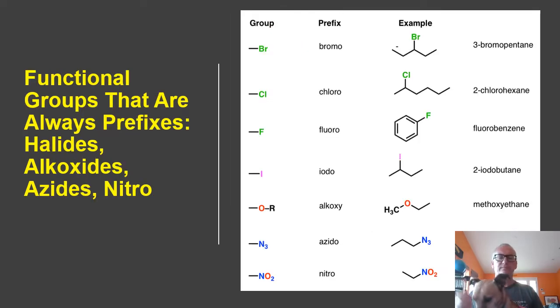Excuse me. And then functional groups that are basically always prefixes that we never give a parental group to are just straight up additions of a halide. So bromine, chlorine, fluorine, iodine.